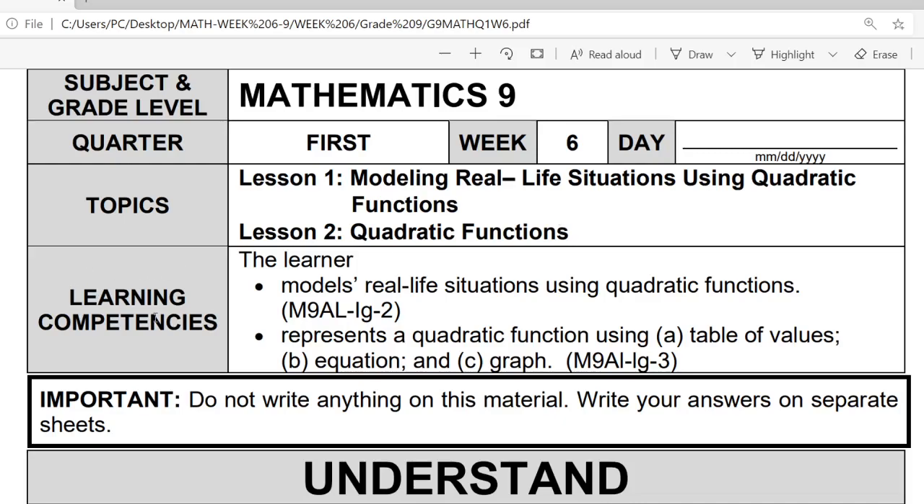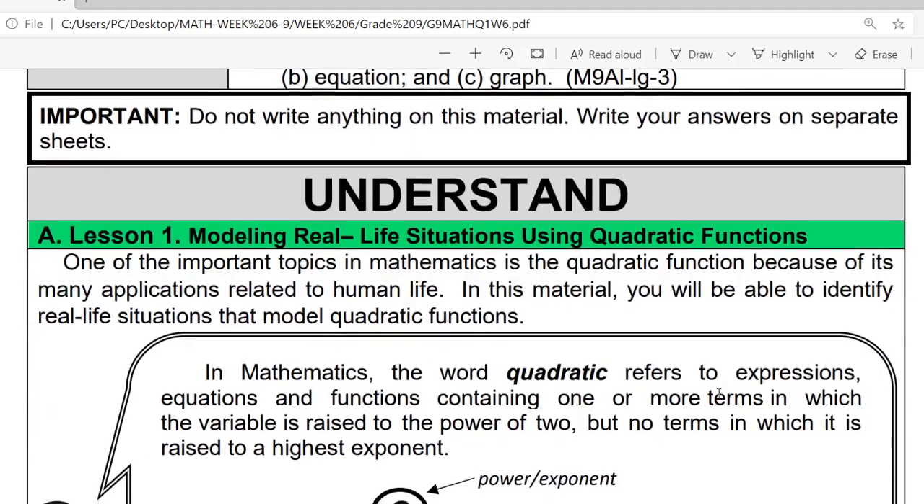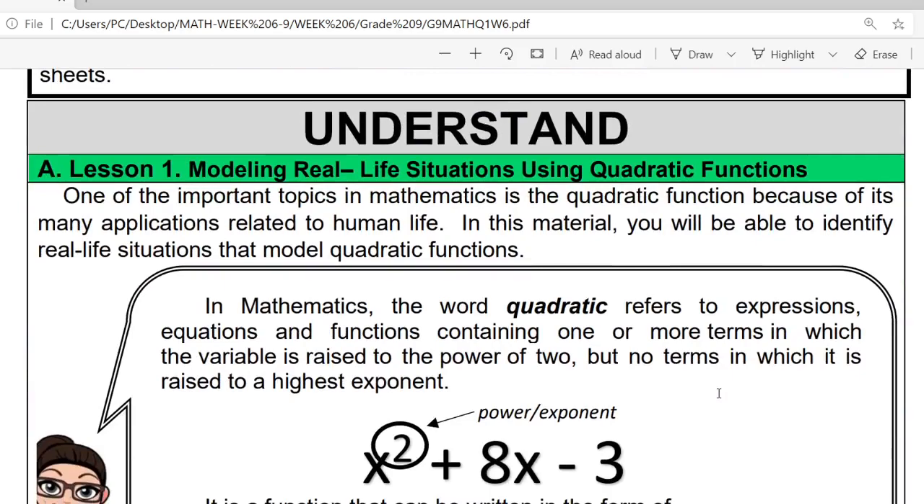Our learning competencies here are that the learners must be able to model real-life situations using quadratic functions and to be able to represent a quadratic function using letter A, table of values, letter B, equation, letter C, graph. So what do you need to understand here? We have in lesson 1, modeling real-life situations using quadratic functions.